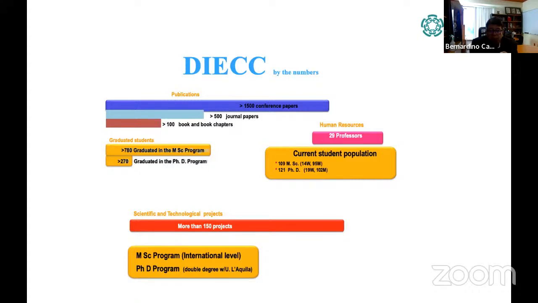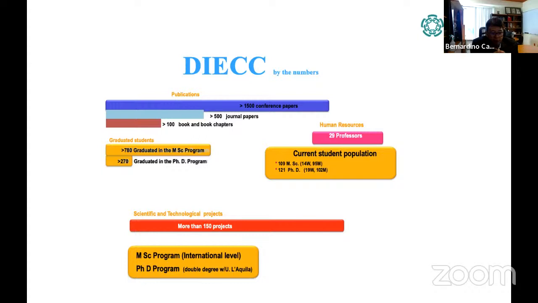As you see, we have more than 10% women in these programs, which is a high rate considering that we are in the STEM area. The engineering area has not had a lot of attraction for women up to now, but we are improving this situation. We have had more than 150 projects, both scientific and technological.